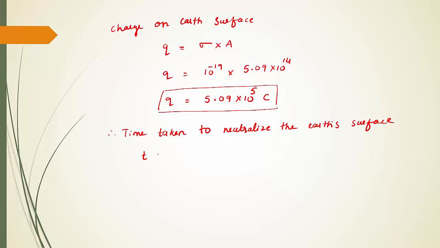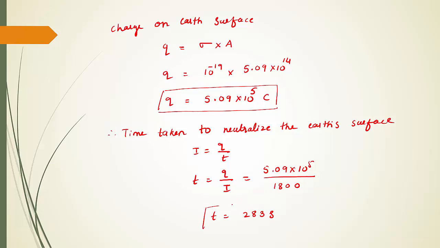Let us take it as T equal to, what is the equation? See here, first we can use the equation I equal to Q divided by T, so T equal to Q divided by I. Substitute the value. Q is 5.09 into 10 raised to 5, divided by the current over the entire globe, which is 1800 ampere. Calculate this value, we will get nearly 283 seconds. So it requires 283 seconds to neutralize the earth surface.